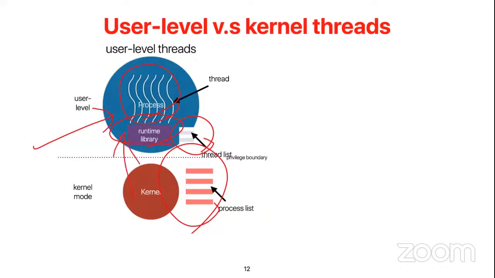So what will happen is that the giant process, no matter how many threads we have, is all considered as a single scheduling entity.